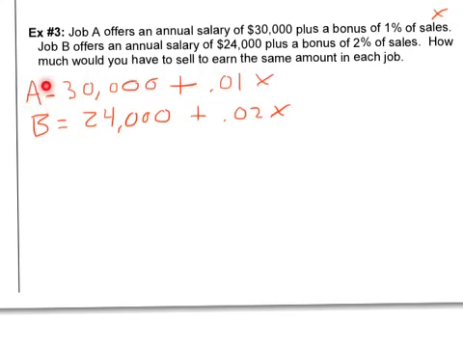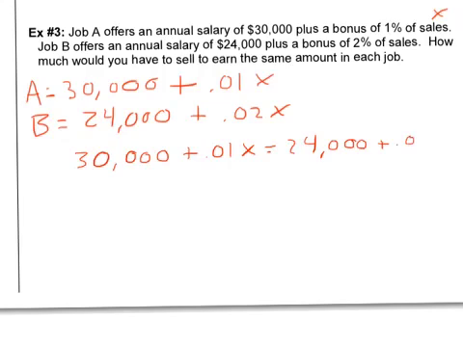Well, if I'm going to have the same amount earned in job A as in job B, that means that these two things are going to be equal, right? My two salaries are going to be equal. So I can take this equation and just set it equal to this equation. That's really what they want to know. So let's do it. 30,000 plus 0.01x equals 24,000 plus 0.02x.